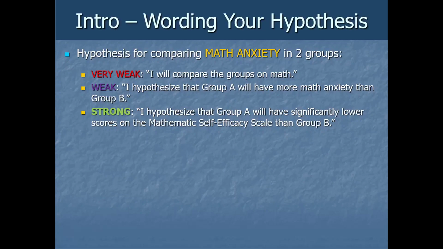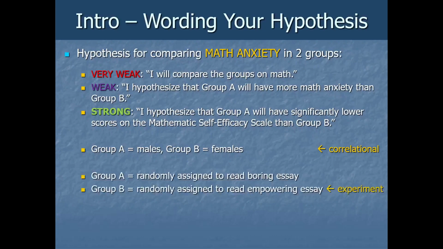Thing is, it's not really clear from the wording here. Imagine one possibility is that Group A is people who identify as male and Group B is people who identify as female. Then testing whether one of those groups scores higher on math self-efficacy or on math anxiety is purely correlational research. But imagine instead that Group A was people who were randomly assigned to read a boring essay first before the math self-efficacy scale, and Group B is randomly assigned to read an empowering essay first. Why, that sounds like a genuine experimental design, something that can tell us about causation.